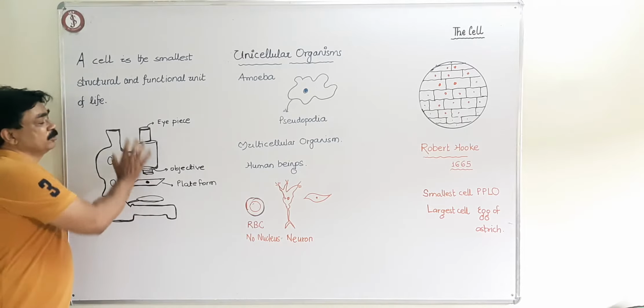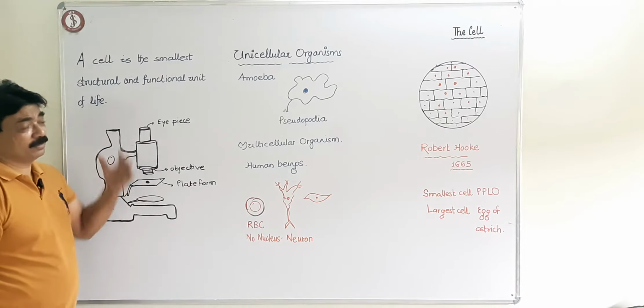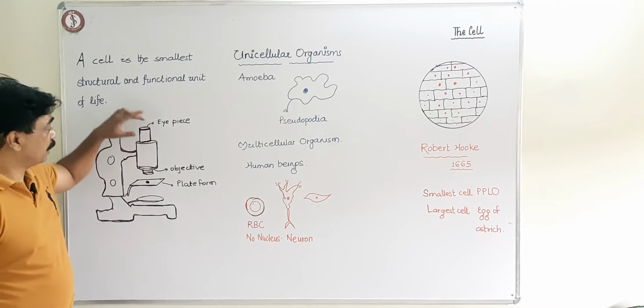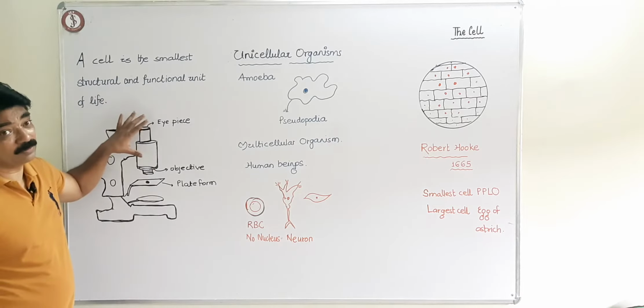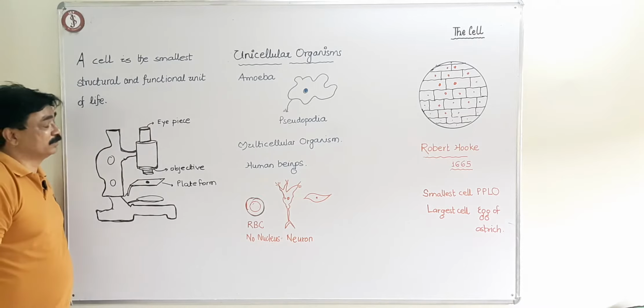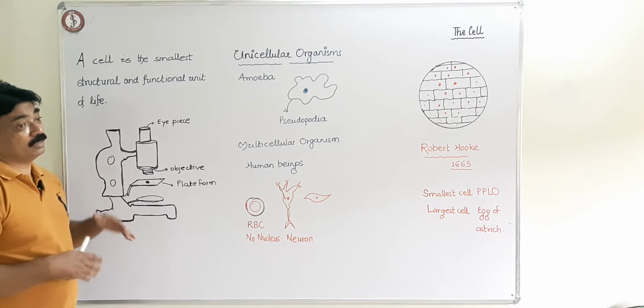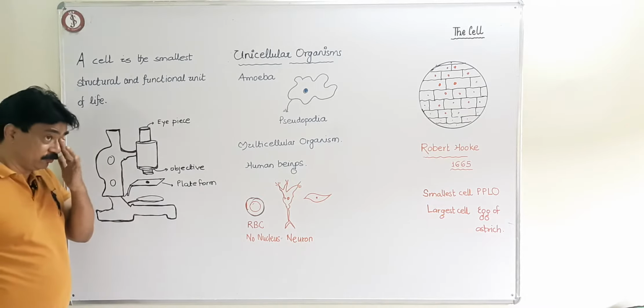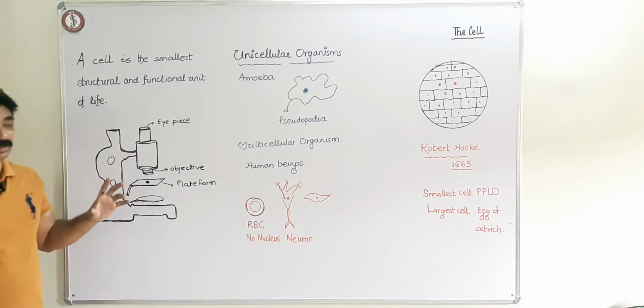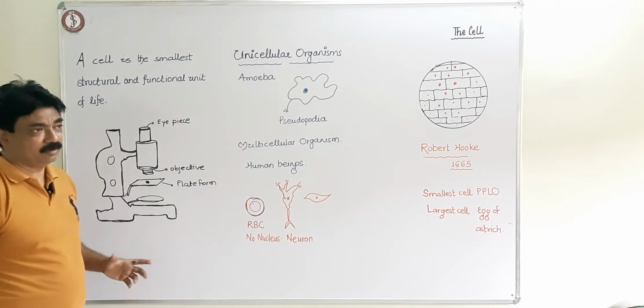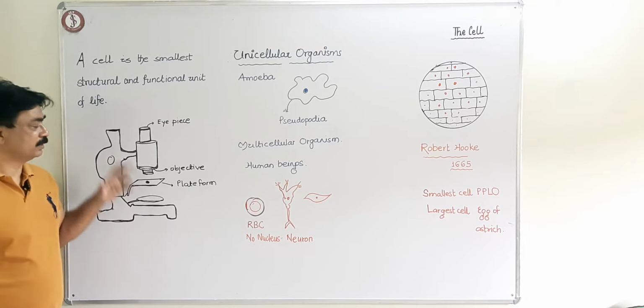The objective first magnified, say for example, by 50 times, and the eyepiece, there is another lens, there are two convex lenses, so it magnified it further and it became 50 times more. That means 50 times 50 is around 2500 times. I'm just giving numbers, they may differ, but that is how the magnification takes place.